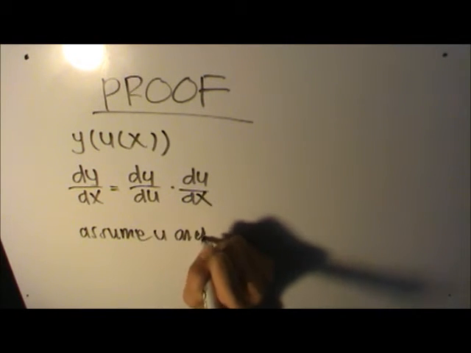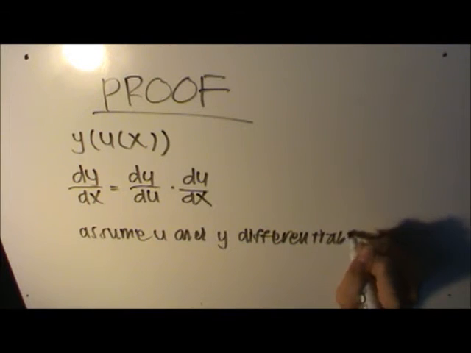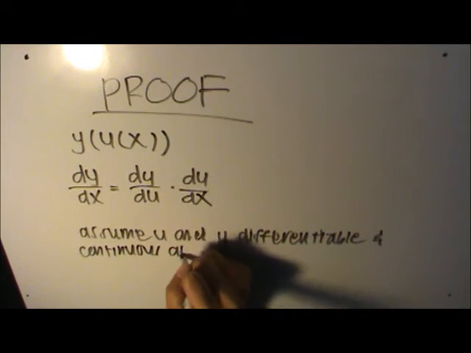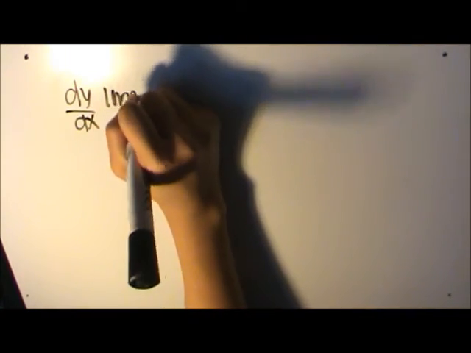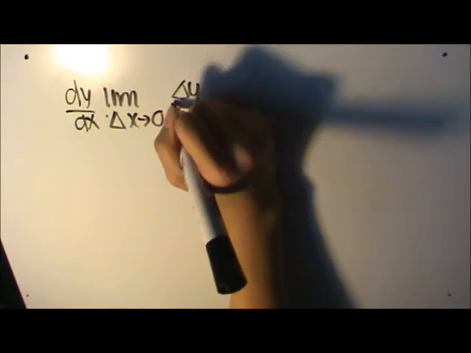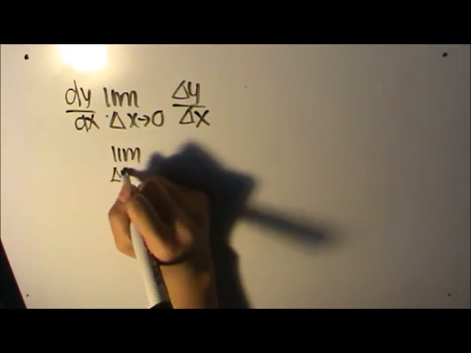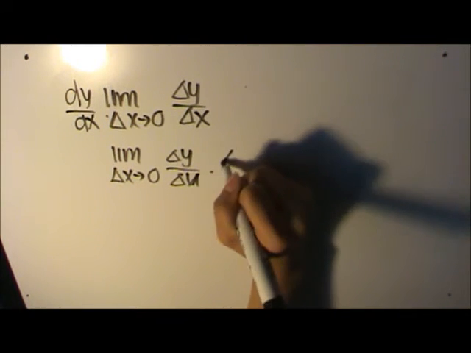If we assume y and u are differentiable and continuous at x, we can actually use the limit definition of the derivative in order to find why the chain rule exists. So recall the limit definition of the derivative. Of course, it requires knowledge of limits. Let's say you have the limit as delta x approaches 0. As the space between x values gets closer and closer, you have your delta y over delta x. And that, of course, is the slope of the tangent line, your derivative.